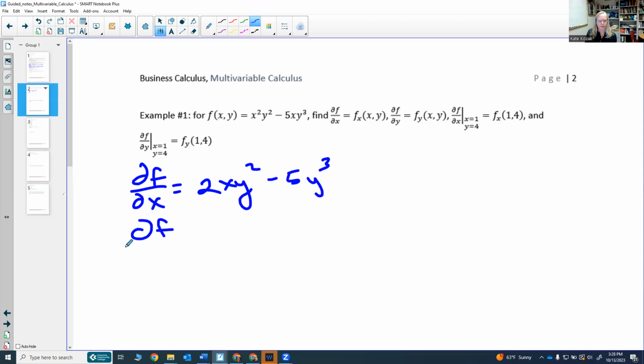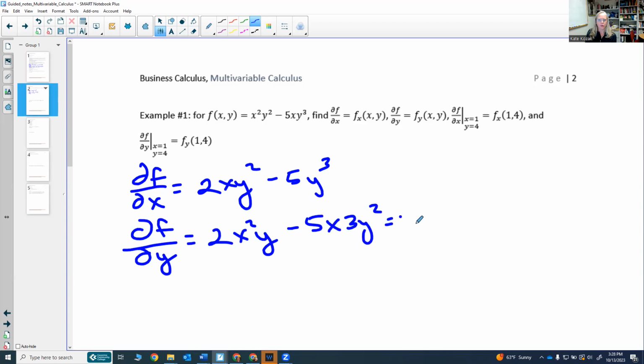The derivative of f with respect to y would be 2x squared y minus 5x times 3y squared, or 2x squared y minus 15xy squared. Notice that x was considered a constant while y is being changed, so x is treated as any other constant, such as, again, the number 2.